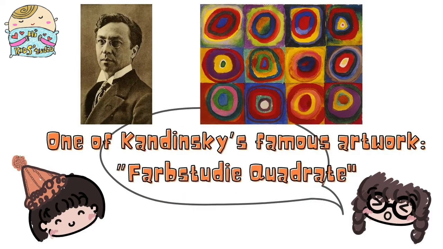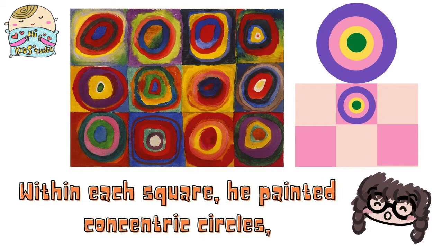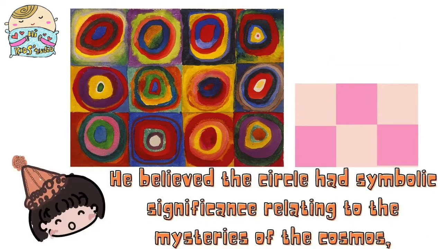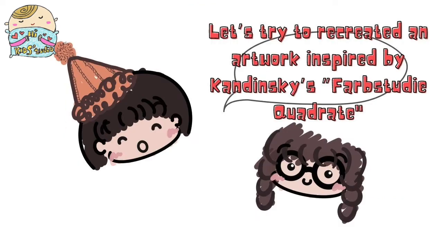One of Kandinsky's famous artworks, Studie Quadrate. You can see he painted a grid composition. Within each square, he painted concentric circles. The circles share a central point. He believed the circle had a symbolic significance relating to the mystery of the cosmos, and he used it as an abstract form. Let's try to recreate an artwork inspired by Kandinsky.